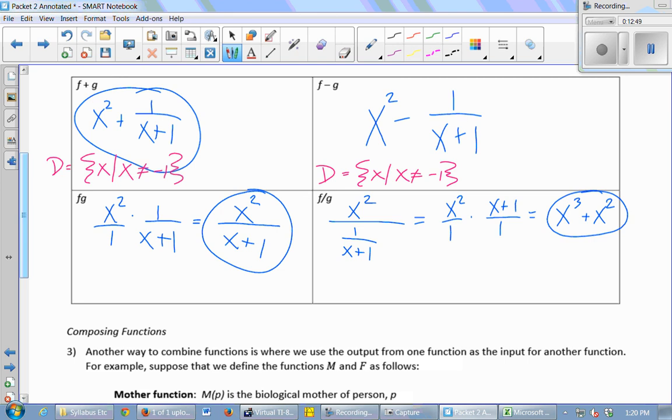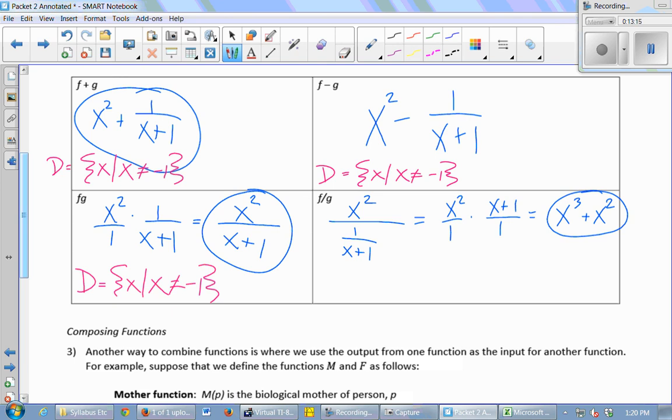How about f times g? Same thing. How about f over g? It's the same thing. Yeah, it should. Sometimes you might get tricked after you simplify.